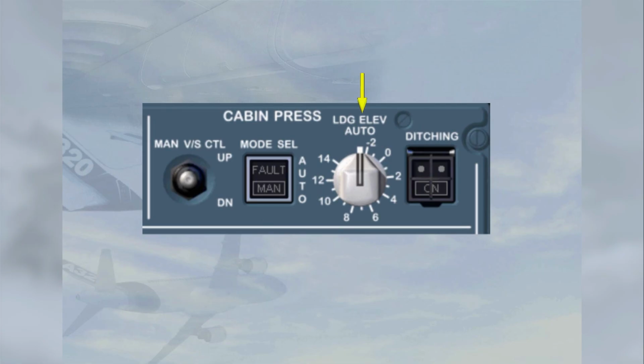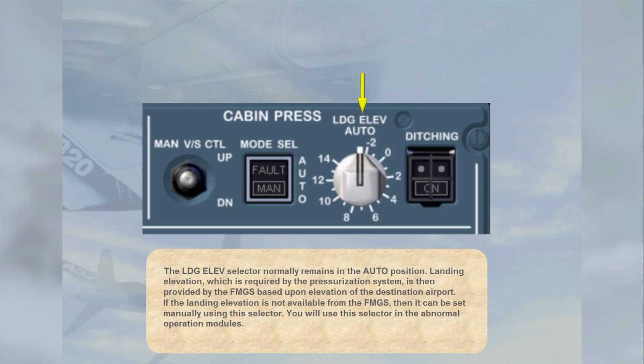The landing elevation selector normally remains in the auto position. Landing elevation, which is required by the pressurization system, is then provided by the FMGS based upon elevation of the destination airport. If the landing elevation is not available from the FMGS, then it can be set manually using this selector. You will use this selector in the abnormal operation modules.